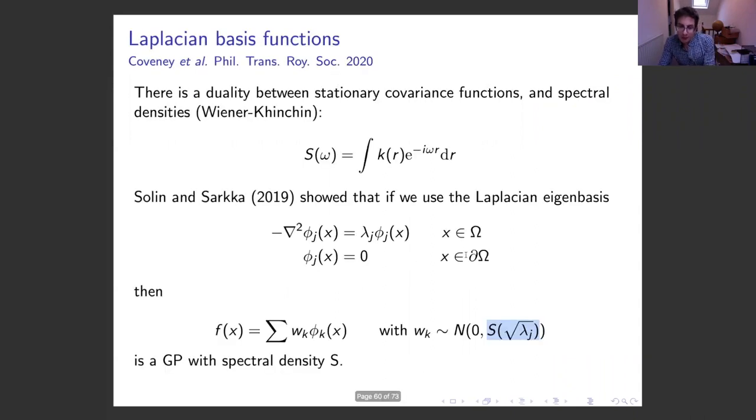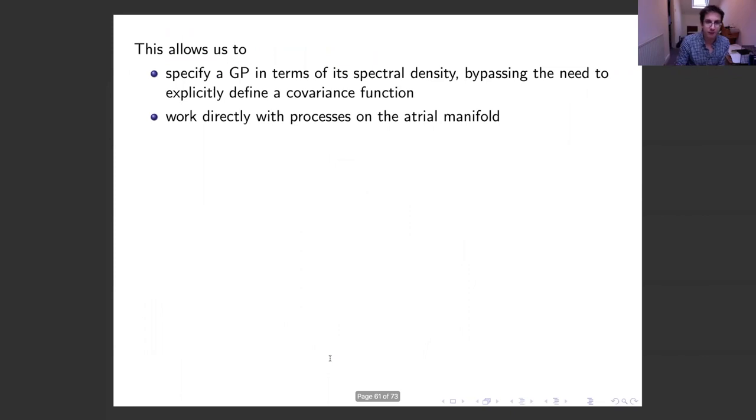And in particular, because the spectral density doesn't depend upon the domain, we can solve this eigenvalue problem on our atrial domain, if we can solve this on the surface of the heart. So we get functions that live on the surface of the heart, and when we add them up, we get a Gaussian process that is as smooth, whatever Gaussian process we like, by picking this spectral density. And particularly, we can pick smooth Gaussian processes.